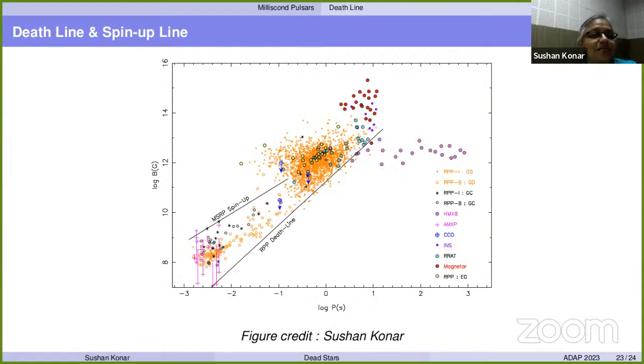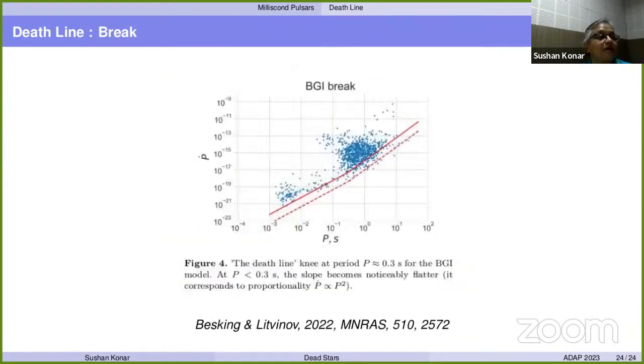Now, this question has been kind of going around in people's discussions, conferences and so on, and nobody really did anything about it till last year. This is a Russian group again, and last year they put out 2 papers in a series talking about the death line and saying that the death line has a break.